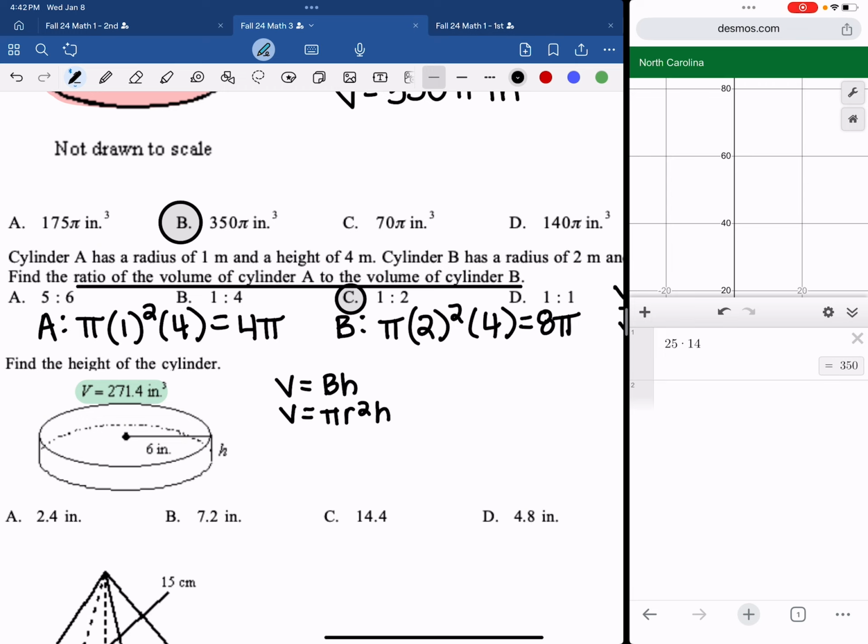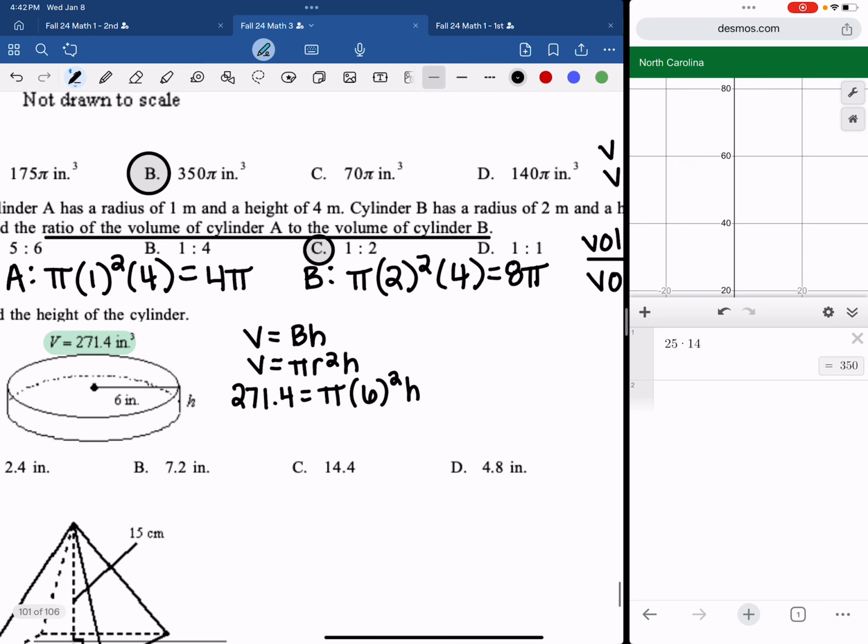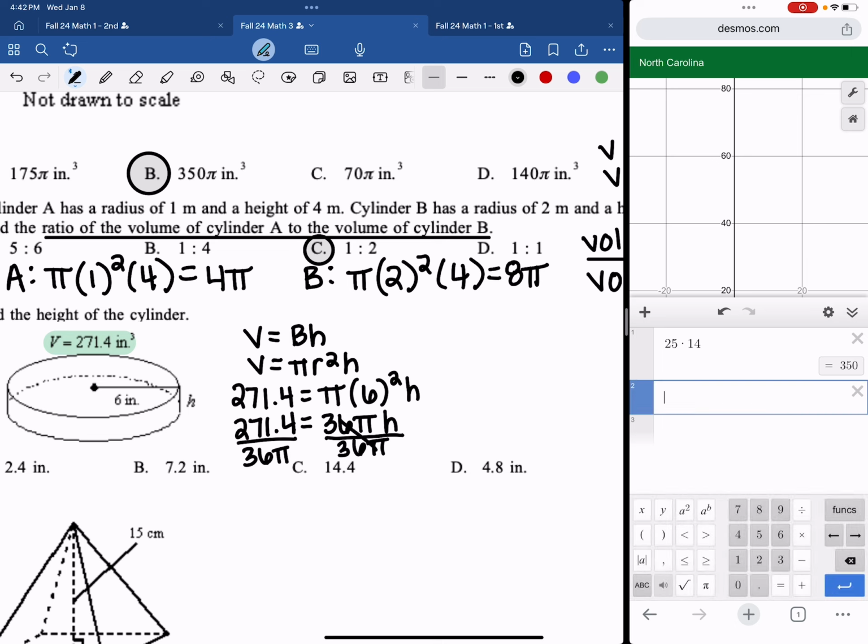We know the volume. The volume is 271.4. Then we have pi, our radius is 6 squared times the height. So essentially what I can do is I can go ahead and simplify that if I want to and say that this is 36 pi times the height, and I'm simply just going to divide 36 pi to the other side. And of course we're going to have to round here. This is not going to simplify nicely.